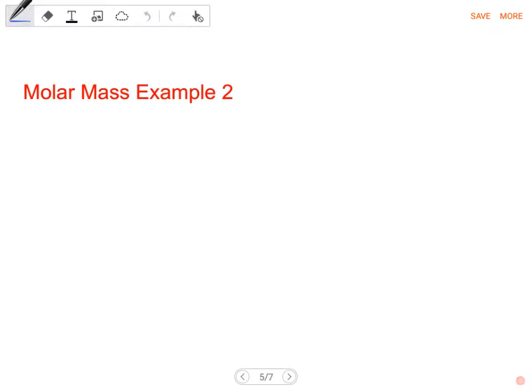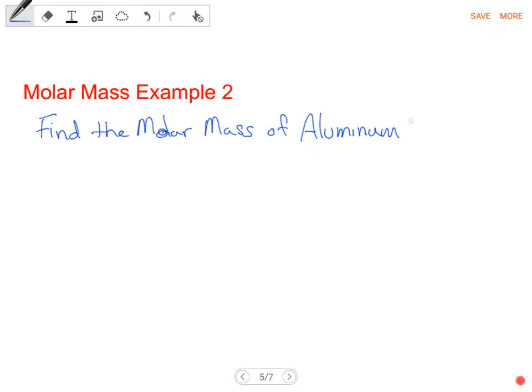Let's try another one. Find the molar mass of, let's say, aluminum hydroxide. Well, you're going to have to find a way to get there. So you look at aluminum.